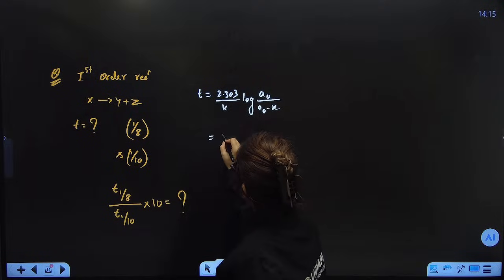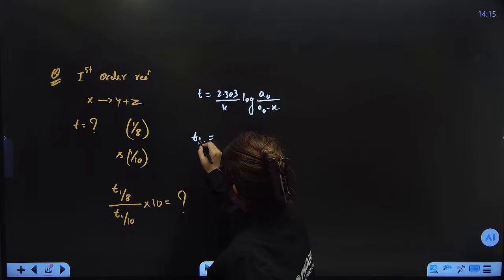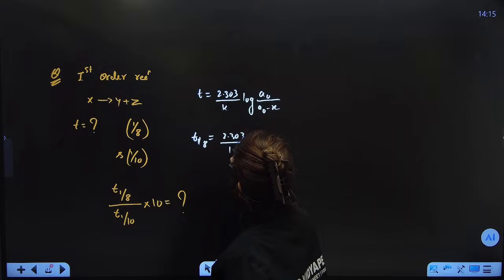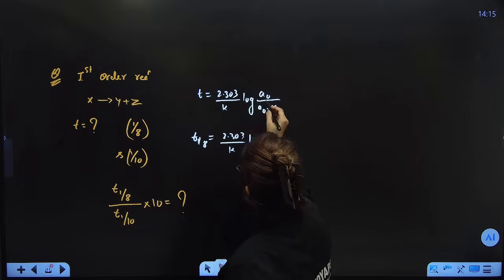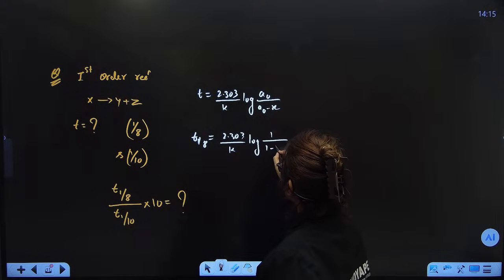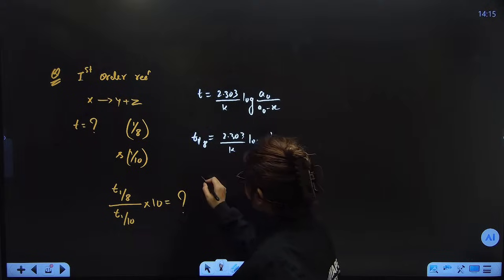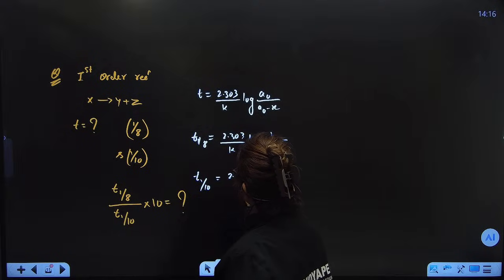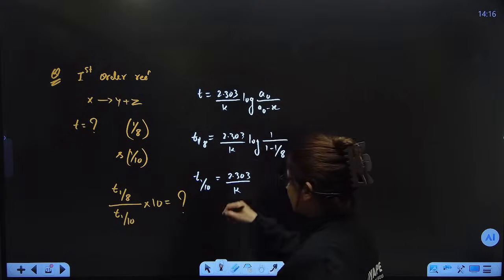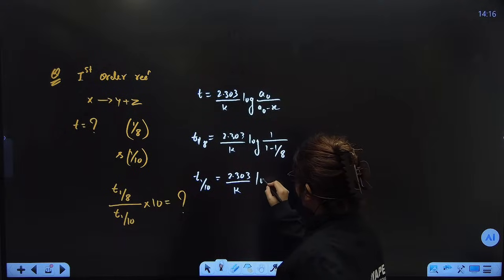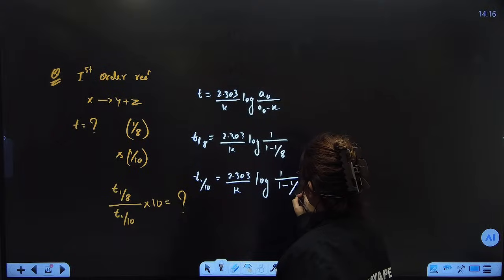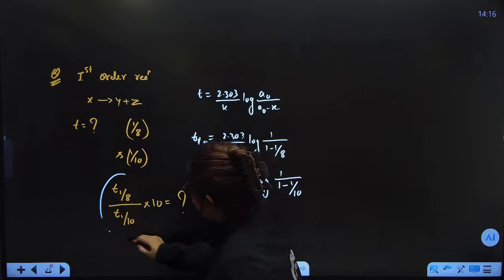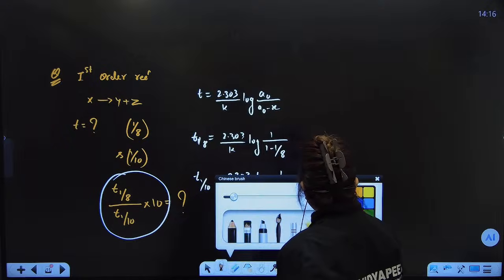Now, T1 by 8 is 2.303 by K log of, let's say initial concentration is 1, so this becomes 1 minus 1 by 8. And T for 1 by 10 should be 2.303 by K, and the K value will be the same because it's first order kinetics, the same equation, 1 minus 1 by 10. Since we have to calculate this, we can just divide both the equations.